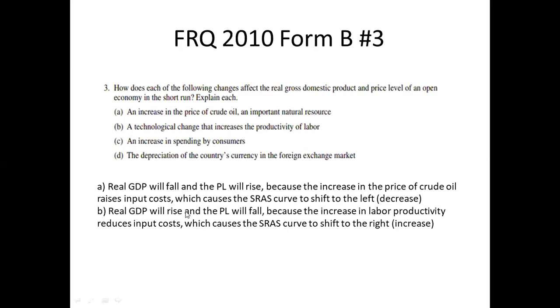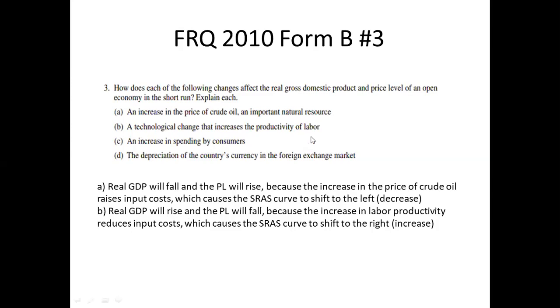Our GDP is going to go up. Our price level is going to go down because our aggregate supply has shifted to the right. Our aggregate supply has increased. Again, if you can't visualize that, if you can't realize that the curve shifts to the right and all of that happens, just draw out a quick graph.